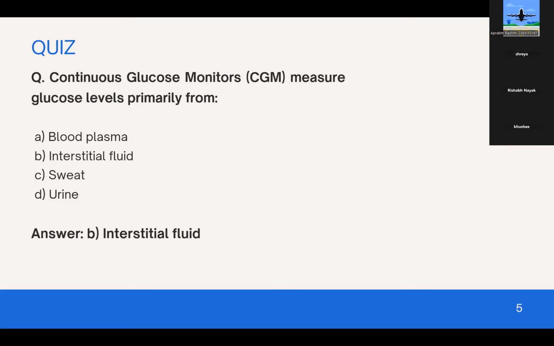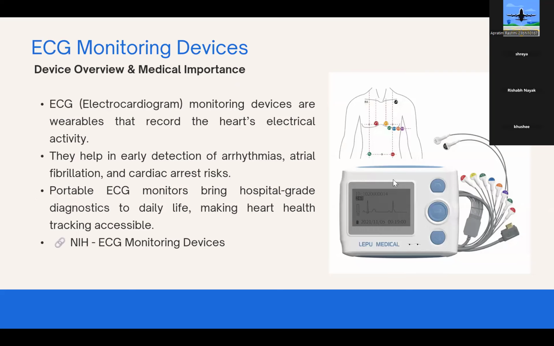Now we'll see the next device. ECG monitoring device. ECG, electrocardiogram monitoring devices are wearables that record the heart's electrical activity. They help in early detection of arrhythmia, atrial fibrillation, and cardiac arrest risk. Portable ECG monitors bring hospital-grade diagnostics to daily life, making heart health tracking accessible. Next slide.